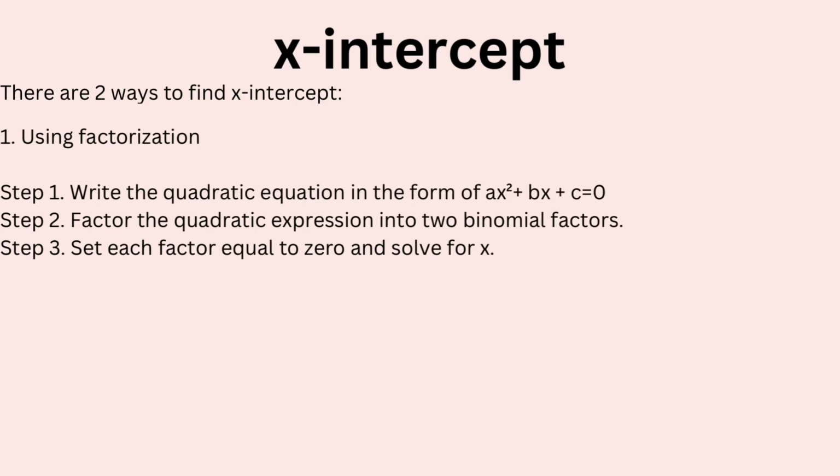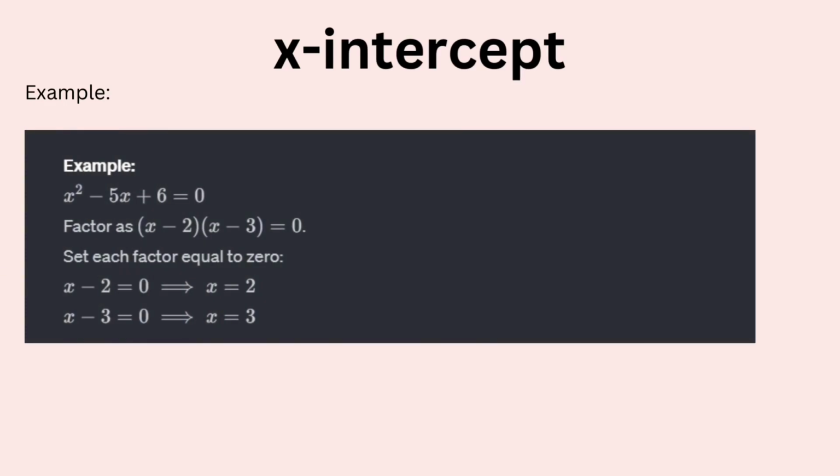There are two ways to find x-intercept. Using factorization: step 1, write the quadratic equation in the form ax squared plus bx plus c equals 0. Step 2, factor the quadratic expression into two binomial factors. Step 3, set each factor equal to 0 and solve for x. For example, it is as shown below. So the solutions are x equals 2 and x equals 3.